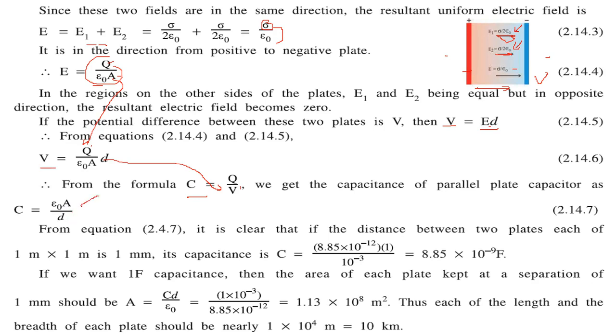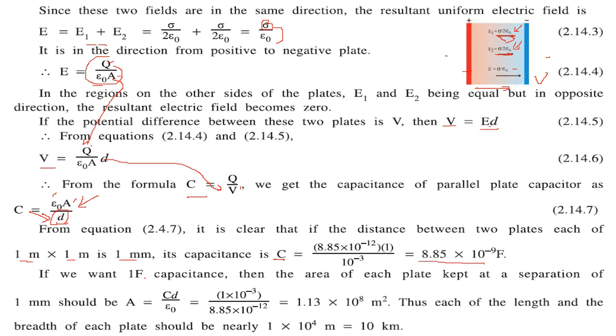It is very clear from this expression that the capacitance is inversely proportional to the distance between the two plates. So just take some measurement: 1 meter by 1 meter, and the distance is 1 millimeter. We know epsilon naught, we know A, we know D, just put it here, it will be 8.85 into 10 to the power minus 9 farad.